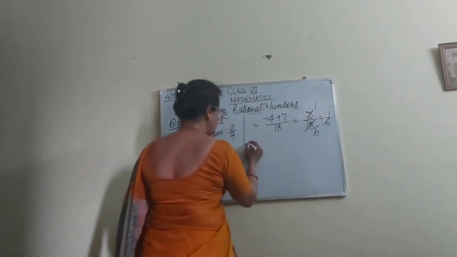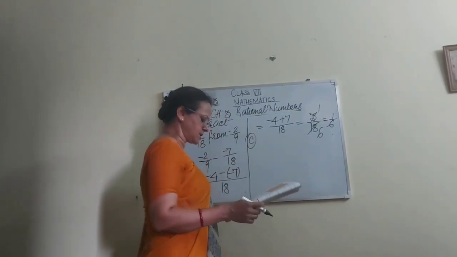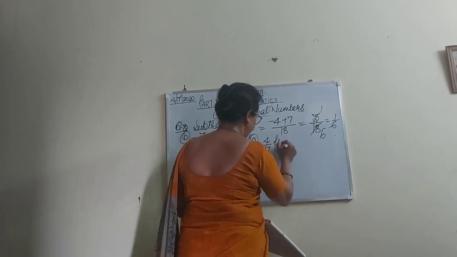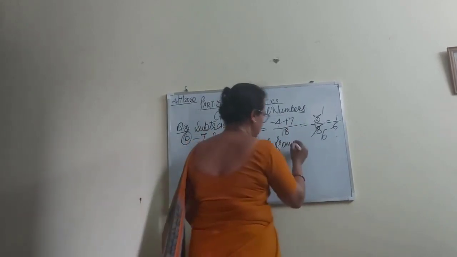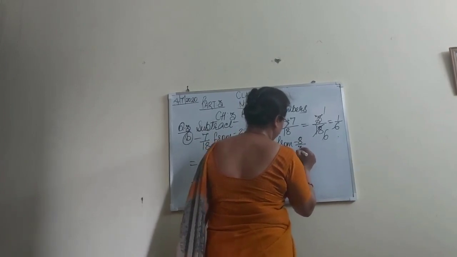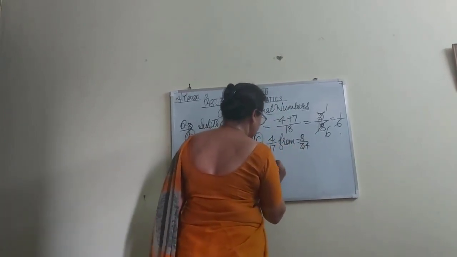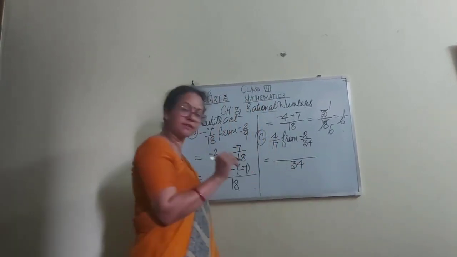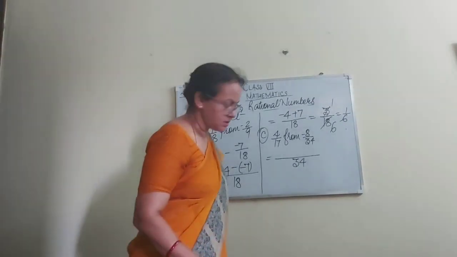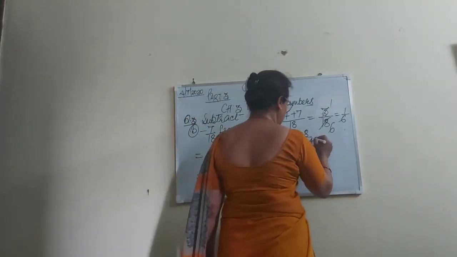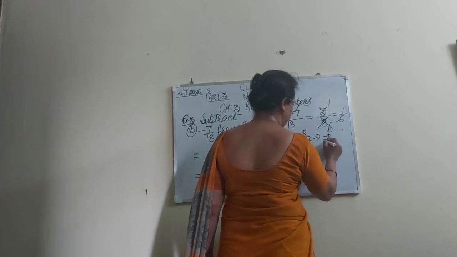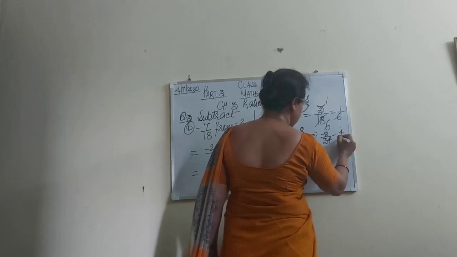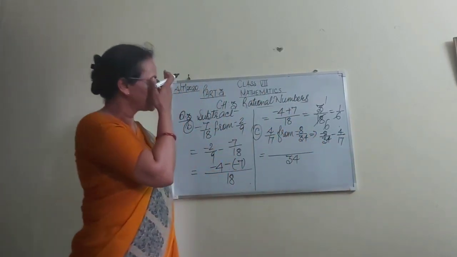Next part C. What is it? 4 by 17 from minus 8 by 34. Similarly, this is the LCM of 17 and 34. This is 34. Both numbers lie in the table of 17. What is the bigger number? I have not written the way. This we can write as minus 8 by 34 minus 4 by 17. That's right.